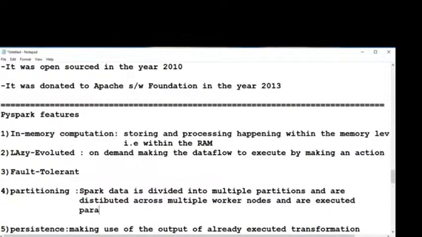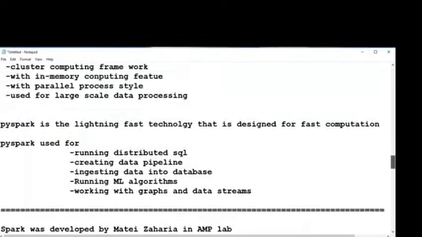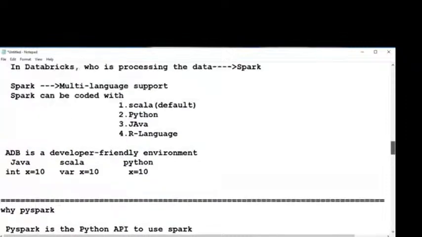So these multiple worker nodes you are talking about, are these automatically created, or how does it work? Actually, we didn't discuss anything about the cluster.